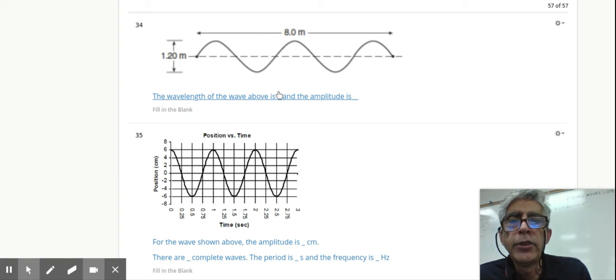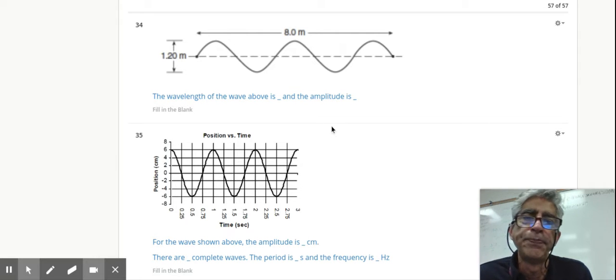What is the amplitude? Again, remember the amplitude is the distance from the equilibrium point to the maximum point. This is giving us the distance from one peak all the way down to the next trough. So the middle point, 1.2 meters divided by 2, would be the amplitude for this one right there.